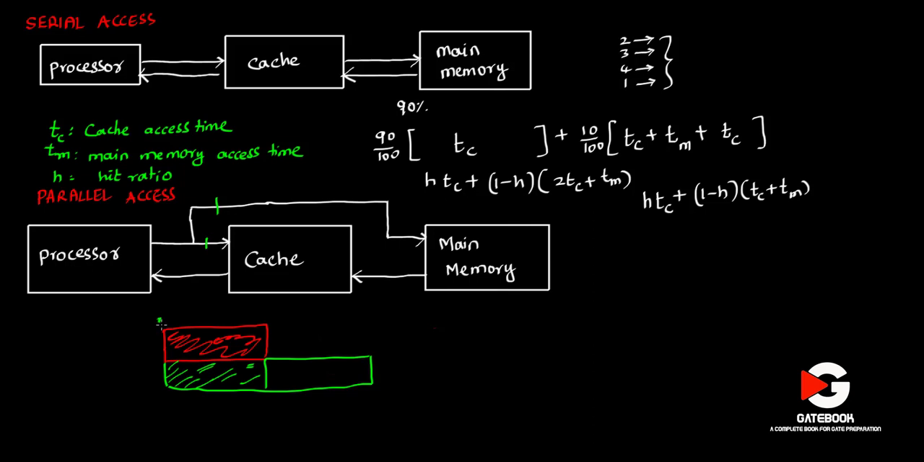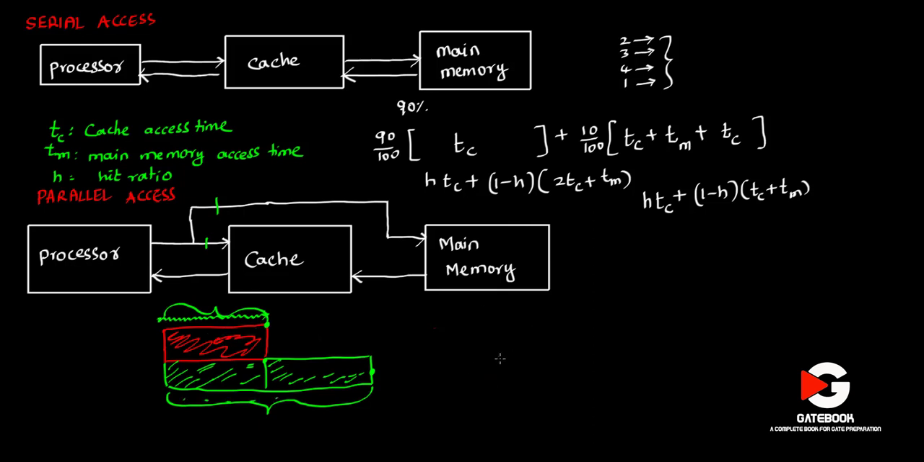Now when we start accessing the cache and main memory, it would be like this. This is the time period where we are accessing the cache. This is the point where we will know whether there is a hit or a miss. If there is a hit, then we stop here. If there is a miss, then we continue accessing the main memory and we get the data here. So in the worst case, how much time will it take? Exactly the memory access time. In the best case, that means when there is a hit, it is exactly equal to the cache access time.